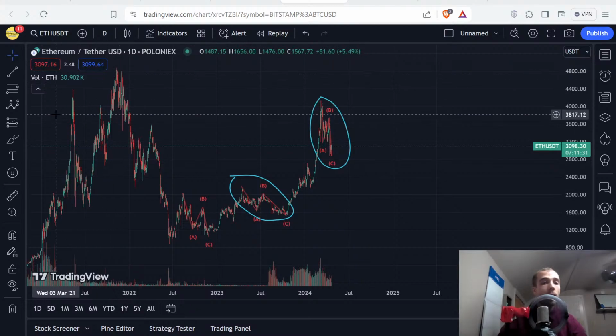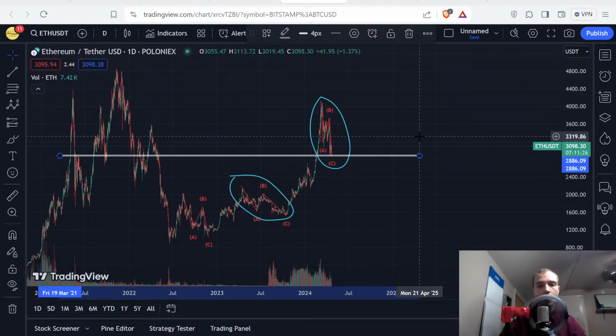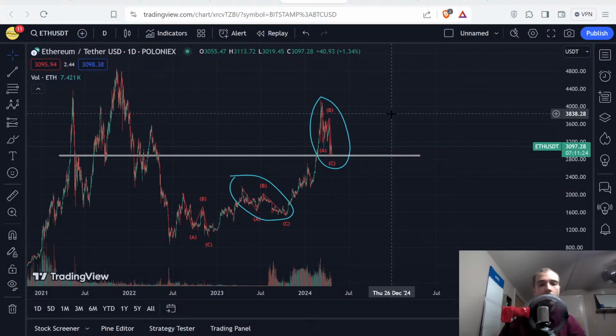This is a standard ABC correction. There's no reason to be bearish on crypto. There's no reason to be selling crypto. It's on major support. It looks really, really good. And I personally think it's going to go a lot higher from here. A lot higher. So, yeah.